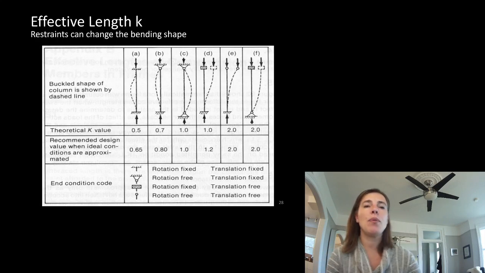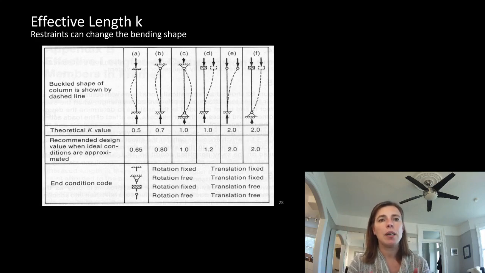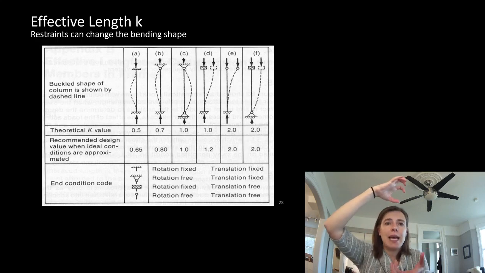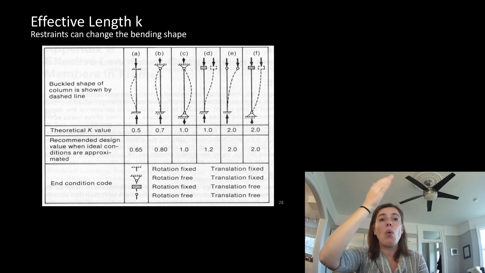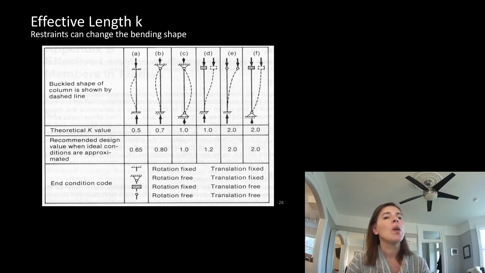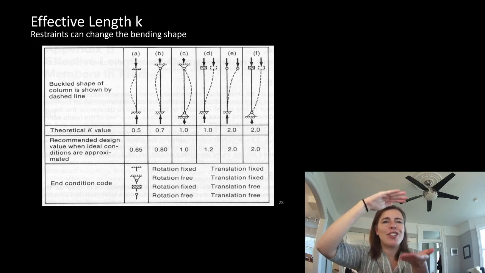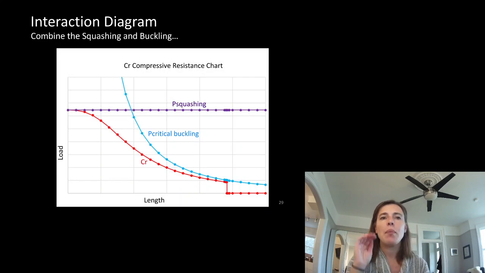It takes into account that if we have different connections, top and bottom, we can change the shape profile or its tendency to buckle. We're only going to talk about things with a K of 1, where the tendency to buckle is just directly related to their length. But I wanted to show you that because it's an interesting thing to talk about.